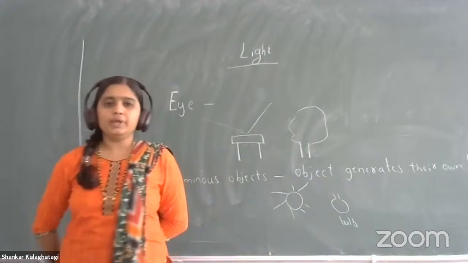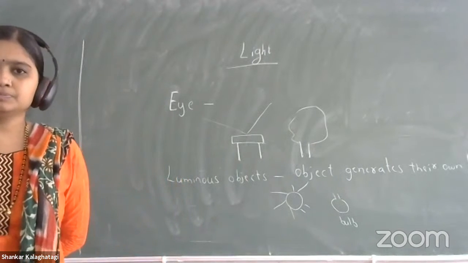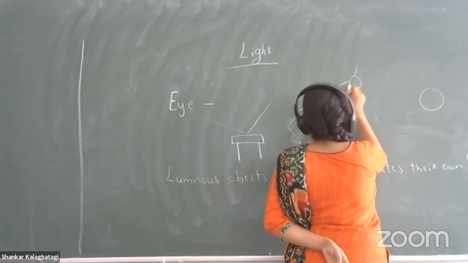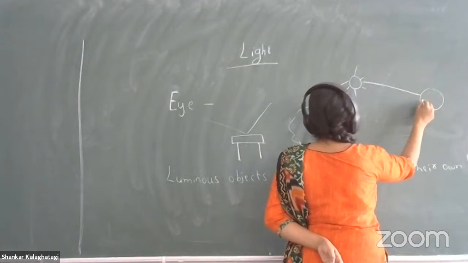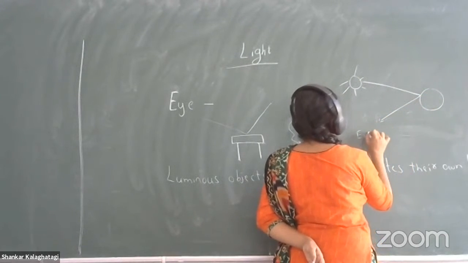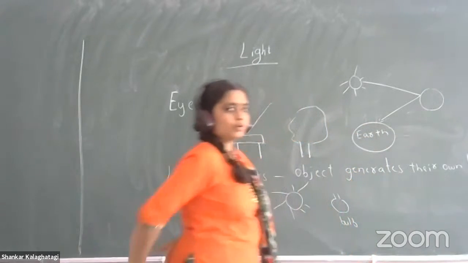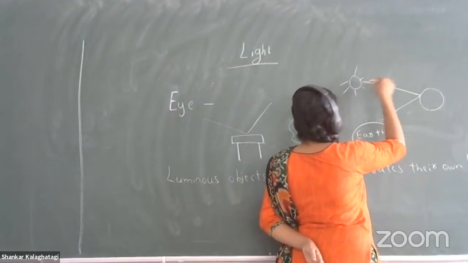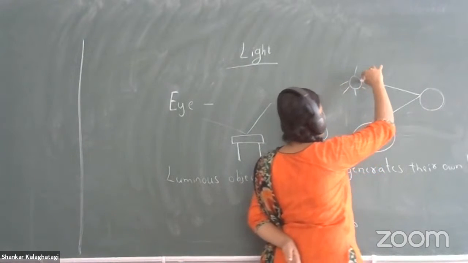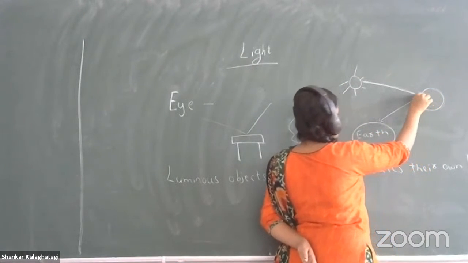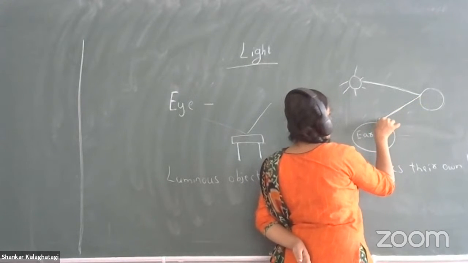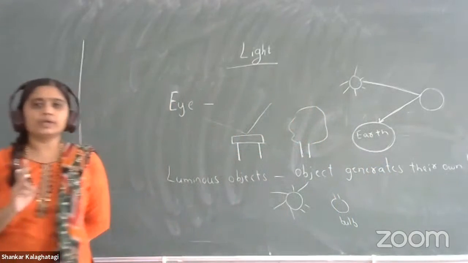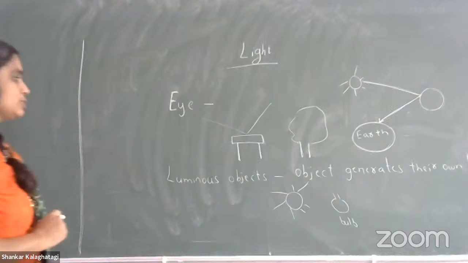Coming to that point, does the moon have its own light? No, ma'am. You know that the moon does not have its own light. When the sunlight falls on the moon, it is reflected to the earth. So we do not get moonlight, we get the sunlight at night time. The sunlight falls on the moon, it is reflected by the moon, and then the earth gets light. Moon is not a luminous object. Moon is a non-luminous object.